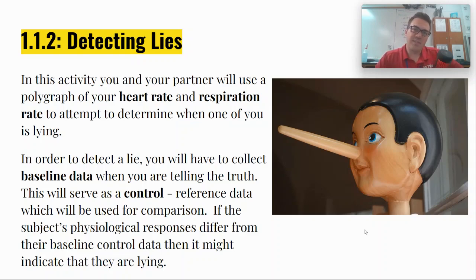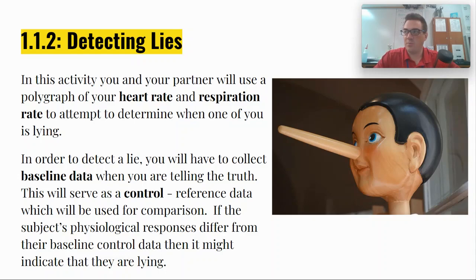So the idea is that this baseline collection is kind of like a control group in an experiment, where the control group doesn't get whatever the independent or manipulated variable is. And so we use that for comparison. In this case, the independent variable would be lying. Since they're not lying, and we know they're not lying, this acts as a control. Then later, when you're playing the two truths and a lie game, and you're trying to figure out which one of these things is a lie and which is true, and you're asking other questions relevant to those statements, you can look for deviations in their heart rate and respiration rate, changes that might be an indication that person is lying.